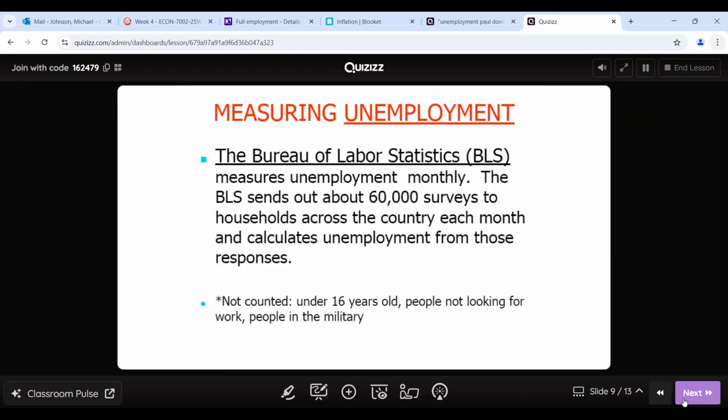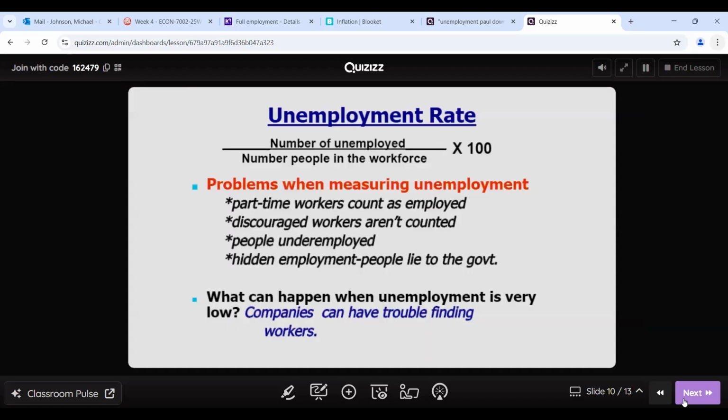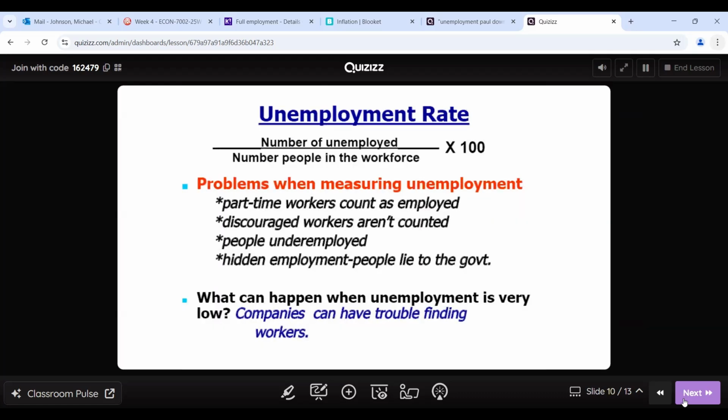The Bureau of Labor Statistics measures unemployment monthly. They send out 60,000 surveys to households across the country each month and calculate unemployment from these responses. They don't count people under 16 years old, people not looking for work, and people in the military. The unemployment rate is calculated as the number of unemployed divided by the number of people in the workforce, times 100. Problems with measuring unemployment include that part-time workers count as employed, and discouraged workers are not counted. Part-time workers counted as employed is an issue because they may want full-time employment.